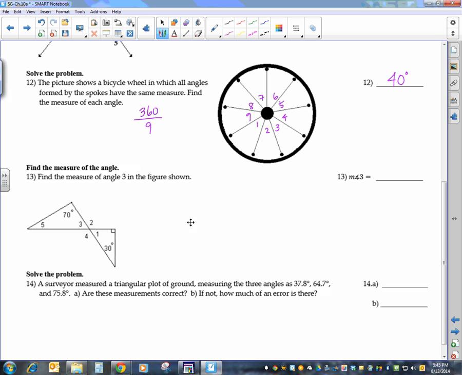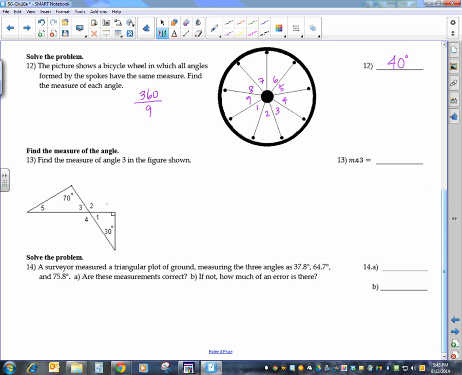Find the measure of angle 3. So again, we've got our triangles adding up to 180. So if I have 90 and 30, then I'm going to have 180 minus 120, which is 60. So this one is going to be 60. And they're asking me for the measure of angle 3, and that's a vertical angle. So that means my answer will be 60 degrees. Again, I got that 90 plus 30 is how I got 120, and then I subtracted.